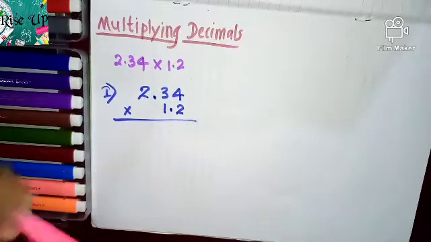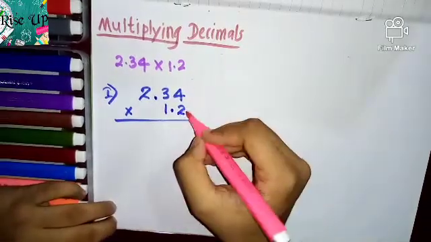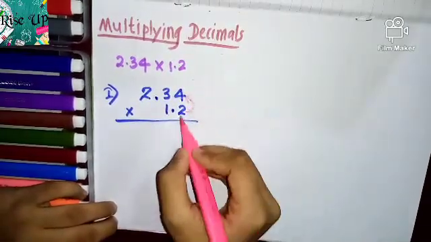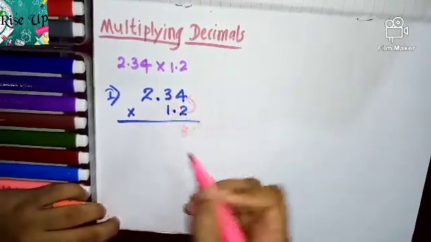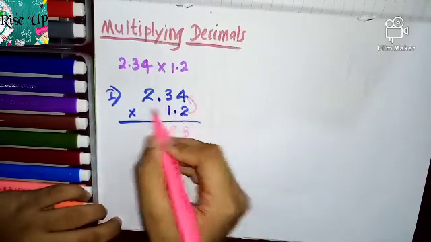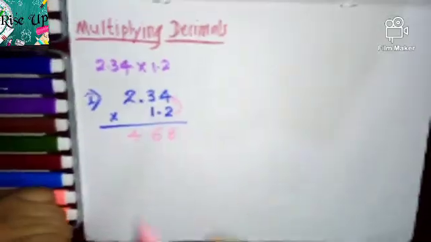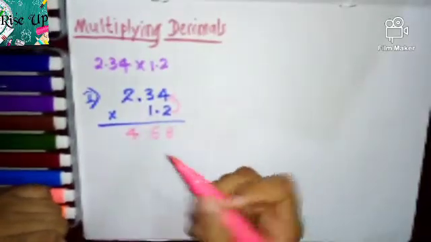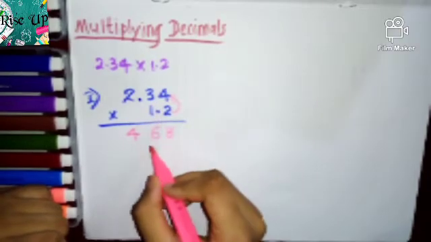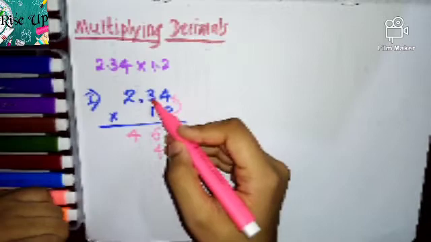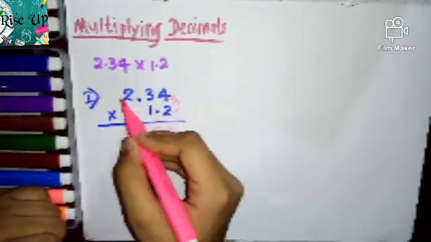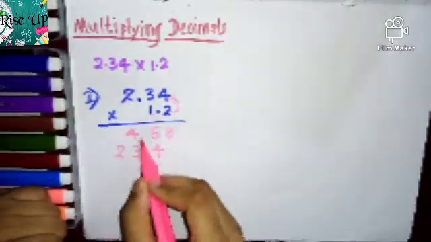Look carefully at how to multiply. 2 times 4 is 8. That number should be written under this 2. 2 times 3 is 6. 2 times 2 is 4. Now, 1 times 4 is 4. You have to write it under this 1, not here. 1 times 3 is 3. 1 times 2 is 2. Don't place the decimal point.